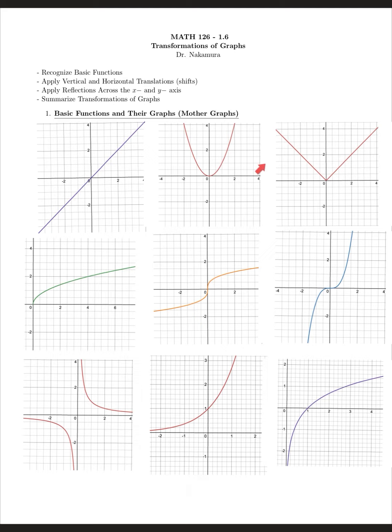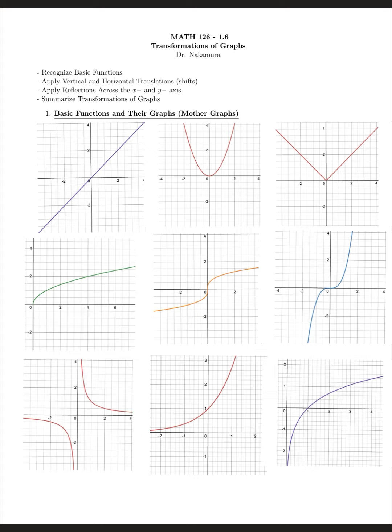So what are the basic functions? That's nothing but all these guys over here. I sometimes call them mother graphs. So every time I say mother graphs, I'm talking about one of these 9 graphs. What we're about to do in this section is that we're given the mother graph, and we need to come up with an equation that stretches it out, shrinks it, flips it across the x-axis or flips it across the y-axis. And we also need to know how to graph those functions.